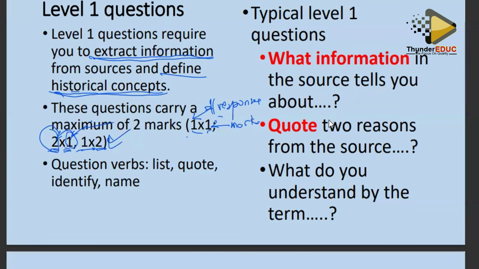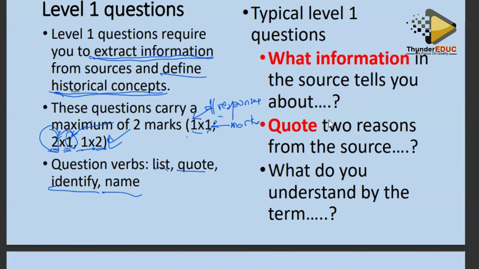We go on to the question verbs. List countries that were involved in whatever historical event. Quote from the source. When you are asked to quote, you just go to the source and extract relevant information in regard to the given question. Identify. You are just identifying from the source. You are just picking from the source. Name. You're just giving names.